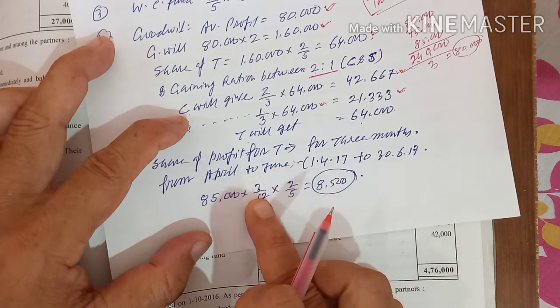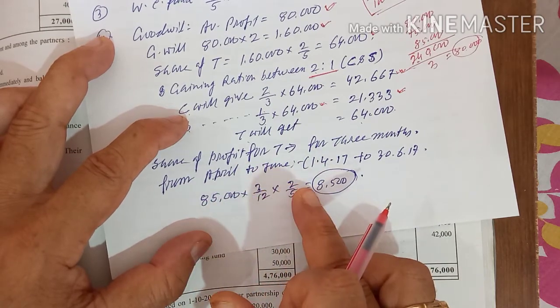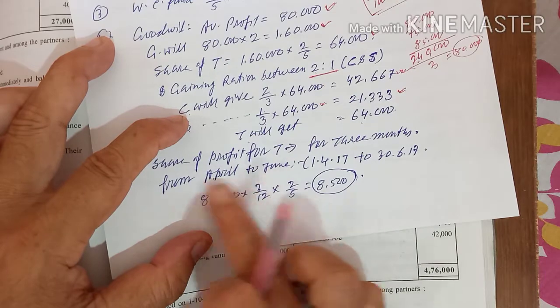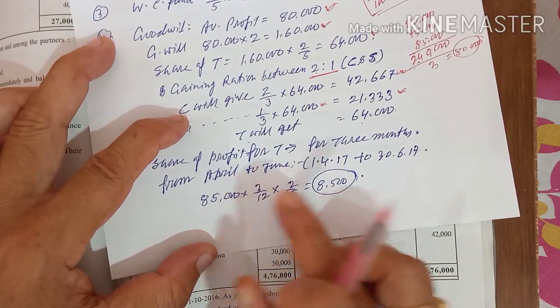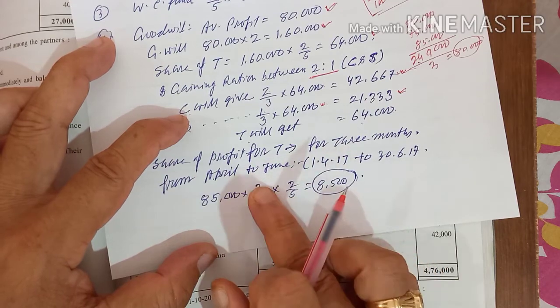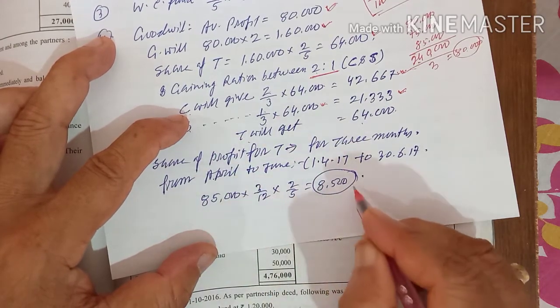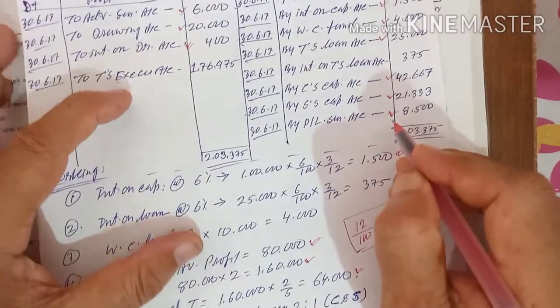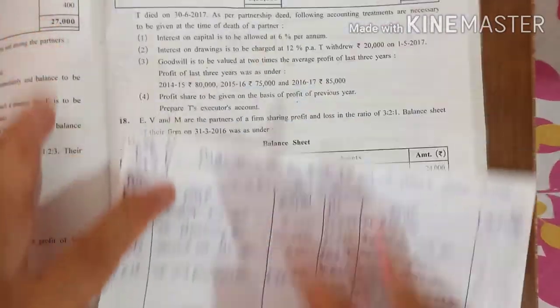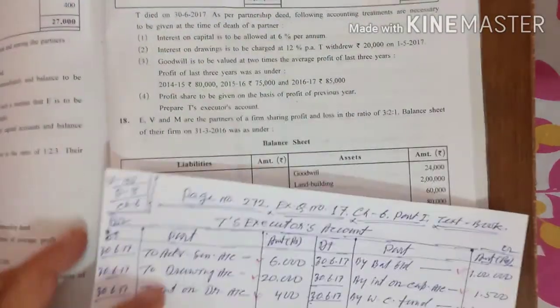Whether you multiply 2 by 5 first or 3 by 12 afterwards, the meaning is the same. This is the last year's profit, this is his share, and this is the time. So his share is 2 by 5 and the time is 3 by 12, which comes to 8,500. And one more thing is left which is not given in this question, and that is most important.